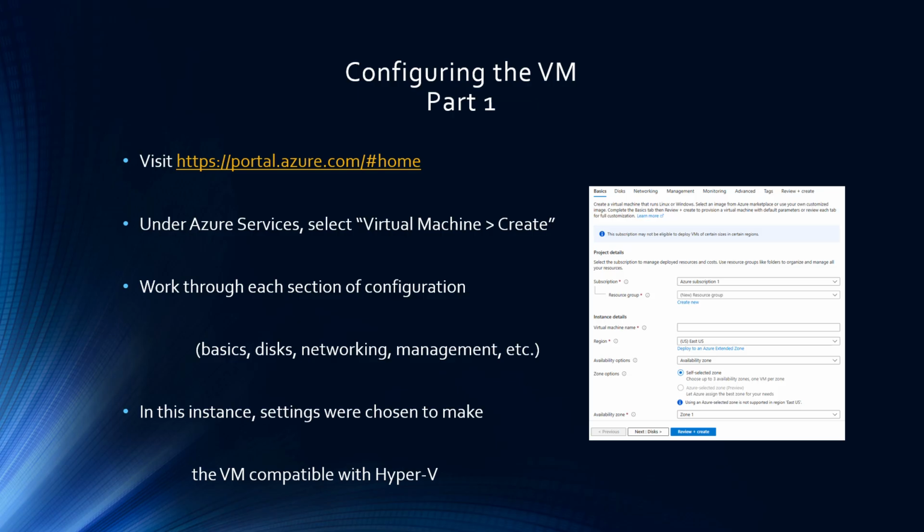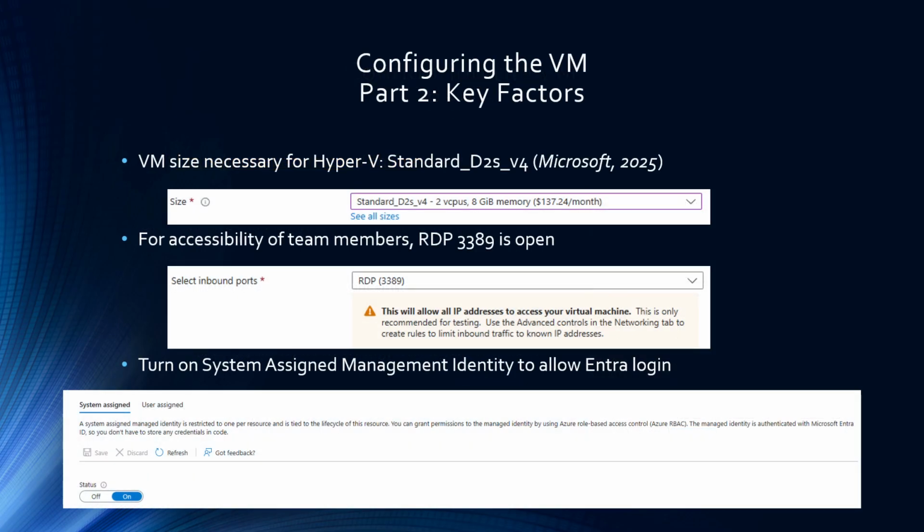We carefully set up the basics, disks, networking, and management so the virtual machine would be compatible with Hyper-V, which we installed later on in the project. We chose the standard D2SV4 virtual machine size. This specific size supports Hyper-V, which was central to our project, and it provided the right balance of performance and cost. Larger sizes would have cost more without giving us extra benefits, while smaller ones wouldn't have supported virtualization.